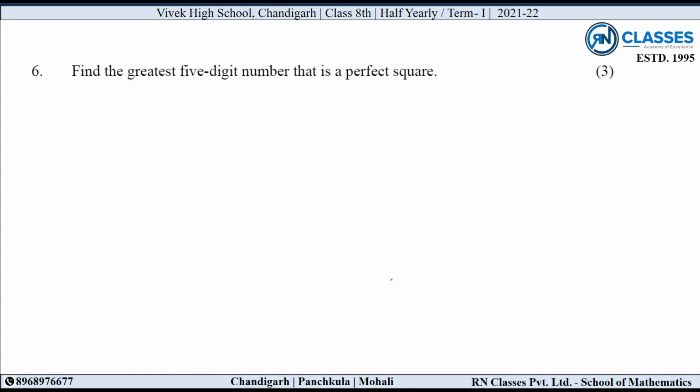Question number 6. Find the greatest 5-digit number that is a perfect square. Okay. Greatest 5-digit number की वो बात कर रहा है जो perfect square भी हो. Okay. Perfect square तो बाद में निकालेंगे. पहले तो मैं लिख लेता हूं. Greatest 5-digit number.